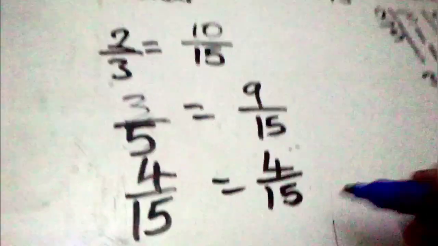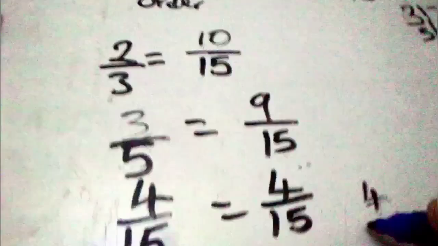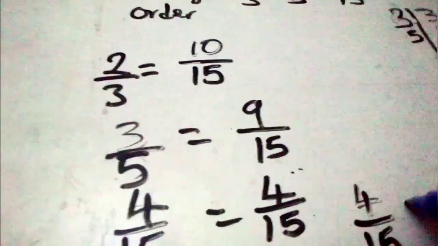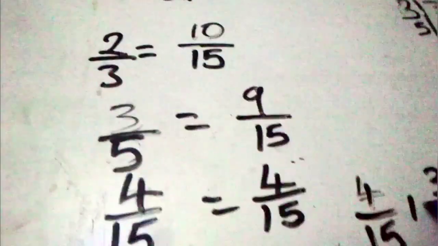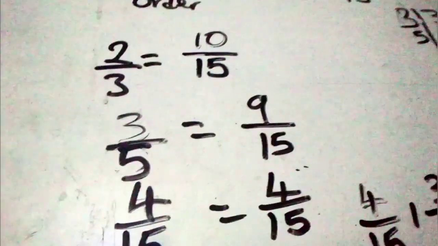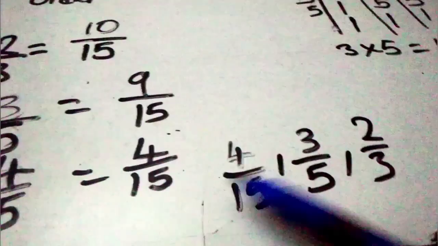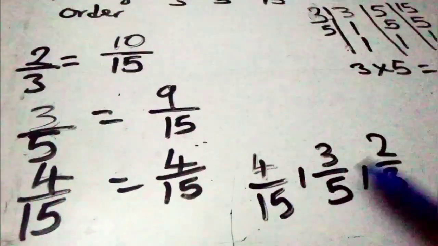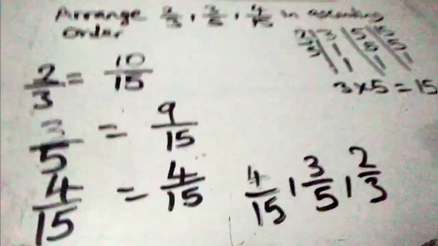So let me rearrange it in ascending order. It will be 4 over 15, followed by 3 over 5, followed by 2 over 3. Because the equivalent fractions have helped me to know the bigger one. 4 over 15, followed by 3 over 5, followed by 2 over 3. That is the arrangement in ascending order.